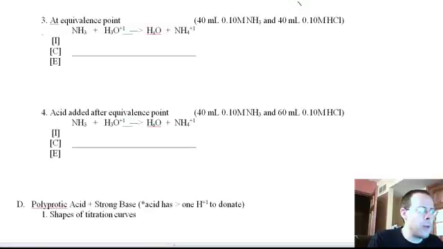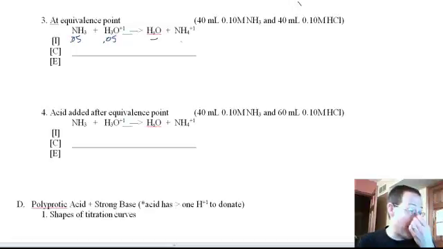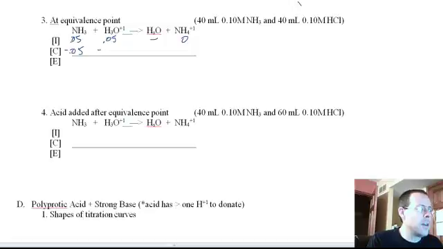Okay? So our next one is at equivalence, and this is our more difficult one. So for our ammonia, we have 40 milliliters of both, so we're just going to cut our molarities in half. So we really have 0.05 ammonia to start with. We have 0.05 acid to start with. Water doesn't matter, and we have 0 ammonium. Our ammonia is going to run out. So is our strong acid, right?